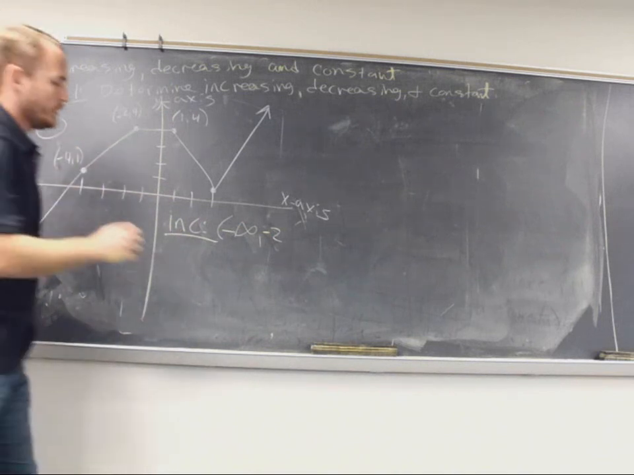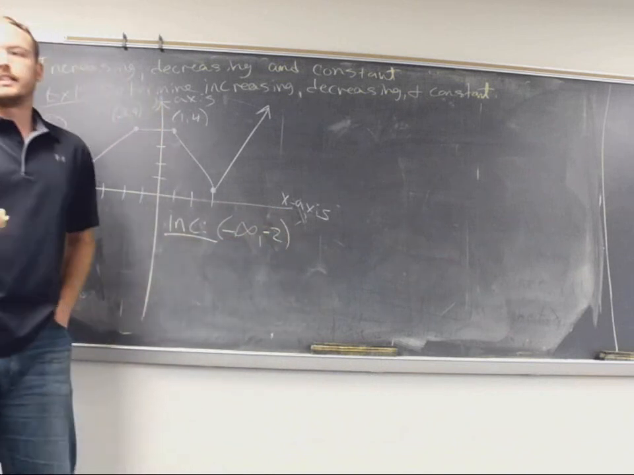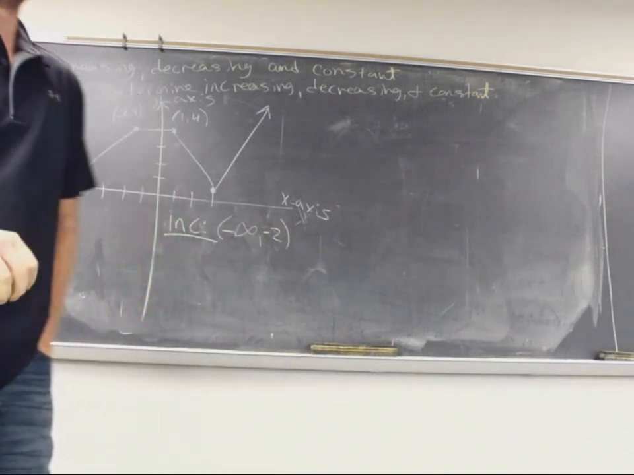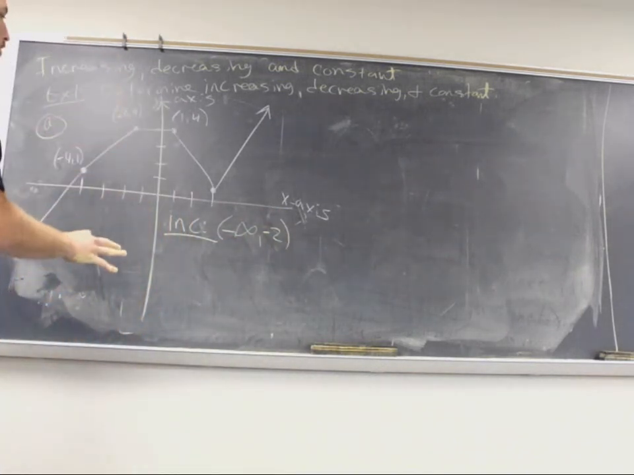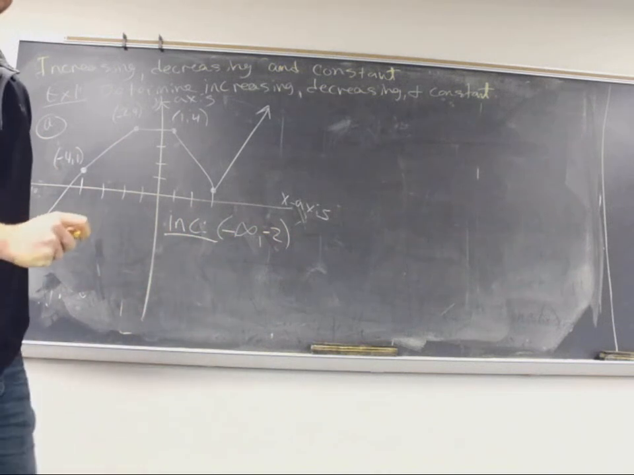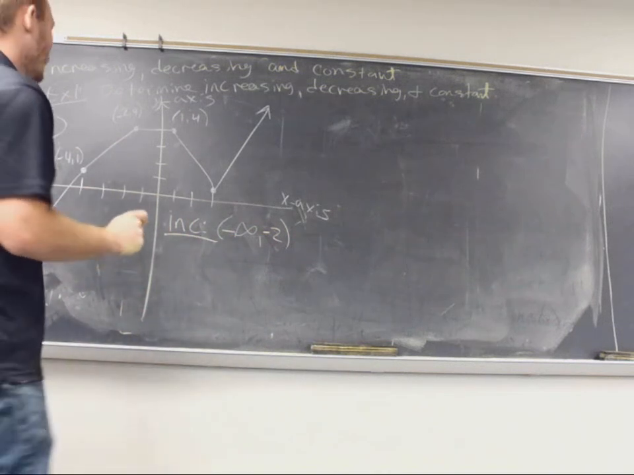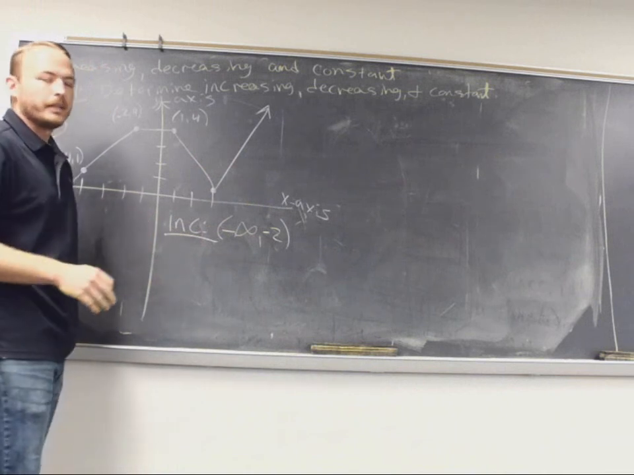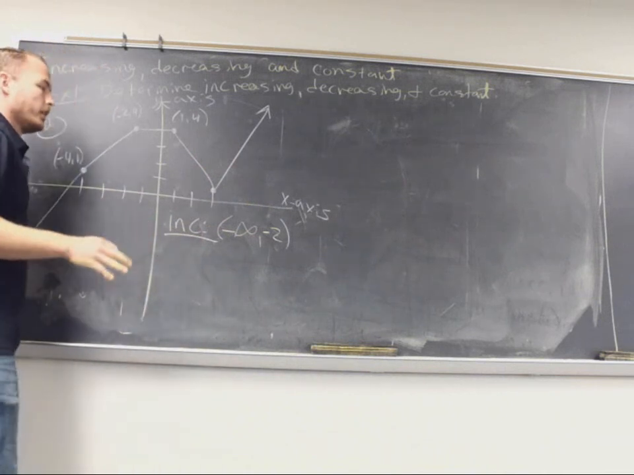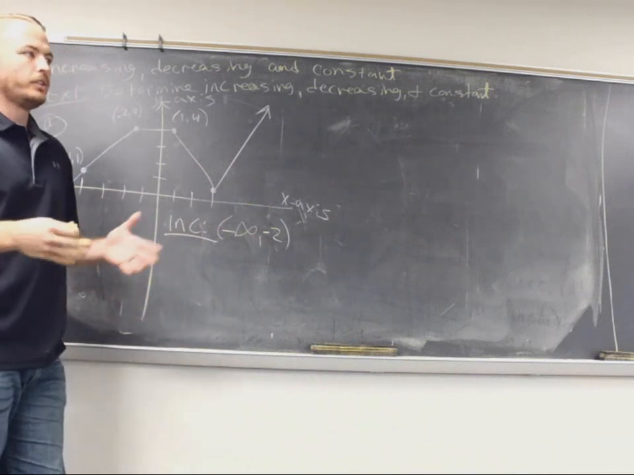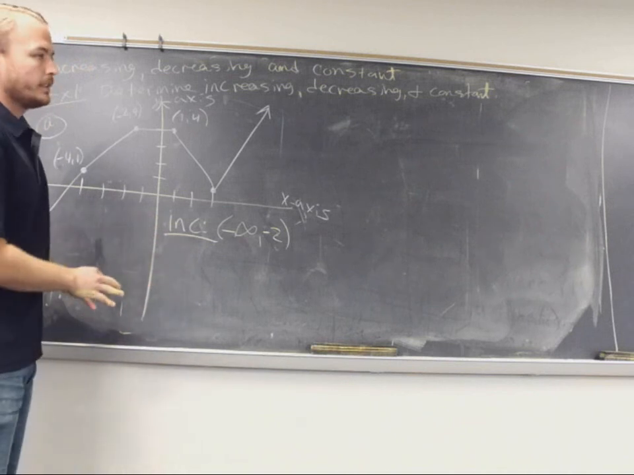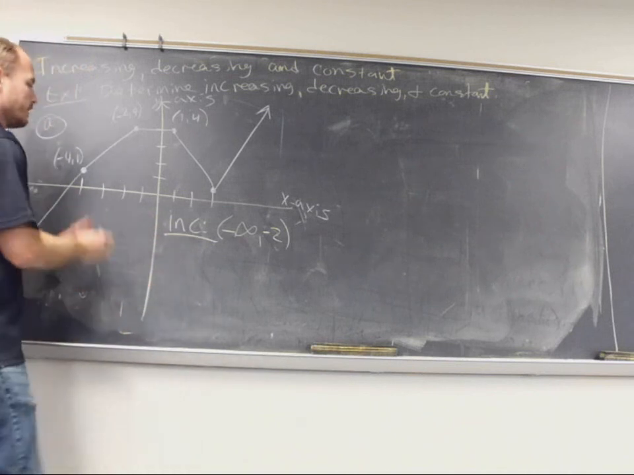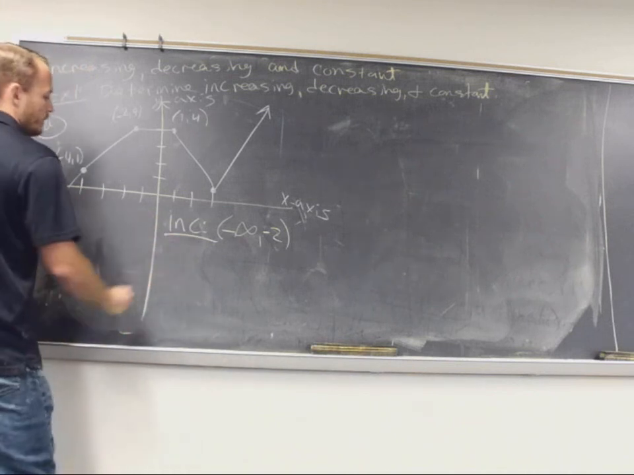So we don't include it. That's the big difference in increasing, decreasing versus domain. We always use parentheses in increasing and decreasing and constant. Always use them. And in an example or two, I'll show you why. It'll make a little more sense then. Just know, domain, you can use brackets. Increasing, decreasing, you always use parentheses. It's always x values. All right?